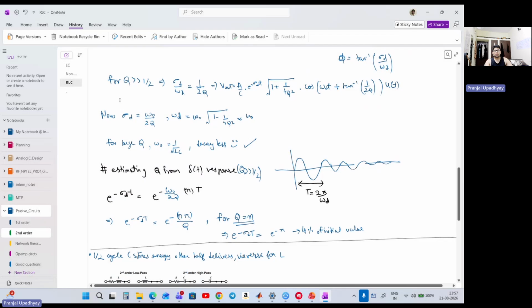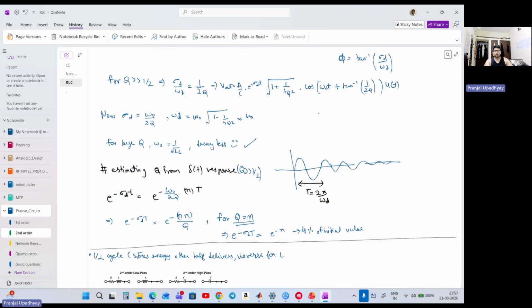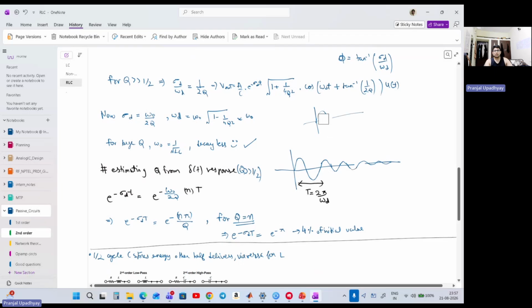And since this e^(-sigma d t) term depends on sigma d, which is inversely proportional to Q, we can intuitively understand that for larger Q, the decay will be less, right? Which means this sinusoidal oscillation that we have is decaying with time. If Q is large, this decay will be less, and this amplitude will decay less and less, right? And this envelope will basically be a decaying exponential.